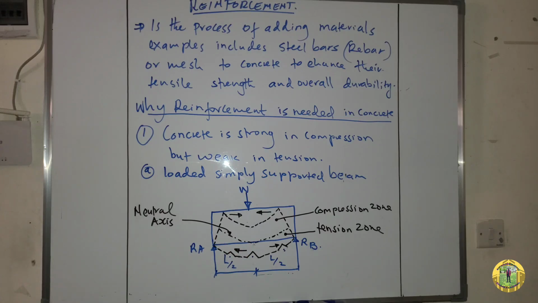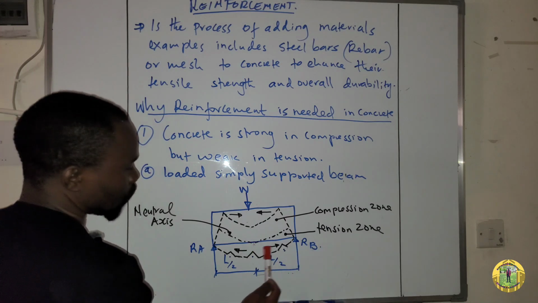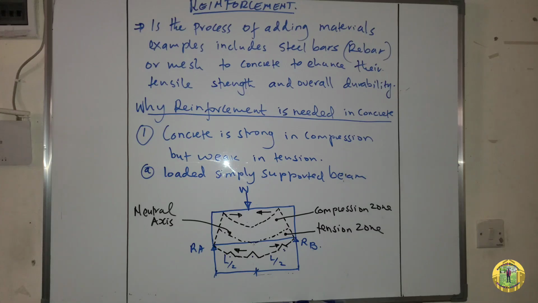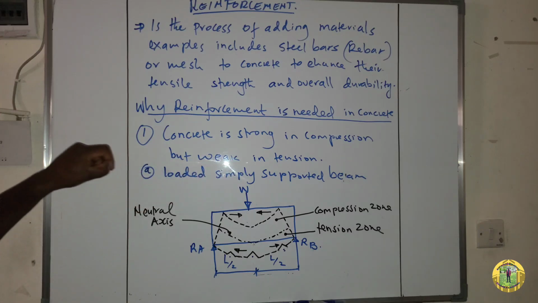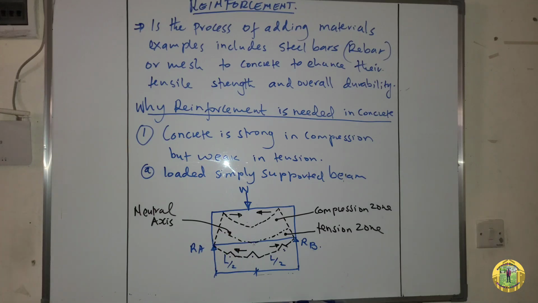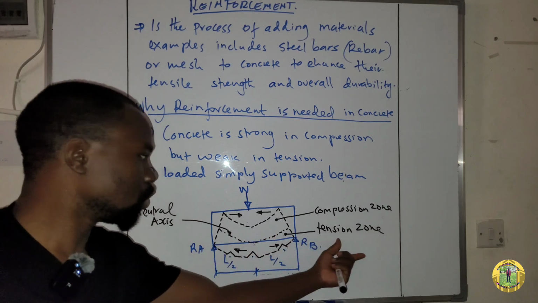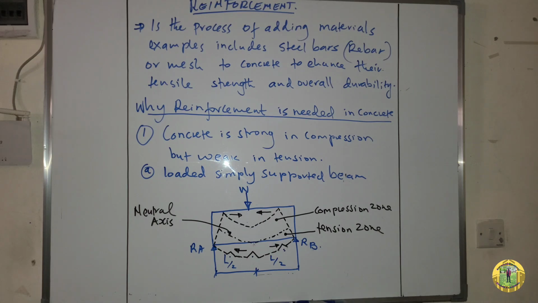So we provide reinforcement in this tension zone, because we have said that concrete is strong in compression but weak in tension. The upper part is in the compression zone and the bottom part is in the tension zone. So for a simply supported beam, the reinforcement will always be at the bottom part of that beam because of the tension zone. To be more precise, a simply supported beam is a beam resting on two supports only.